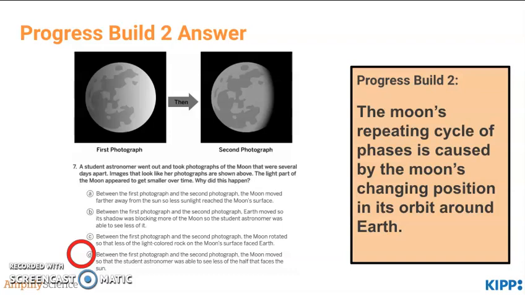The most common wrong answer is A, which is that the moon moved further away from the sun, so there was less sunlight reaching it. That misconception is one that you want to make sure to clear up and make sure students understand that we see different phases because the moon is moving, but half of that moon is still always illuminated.